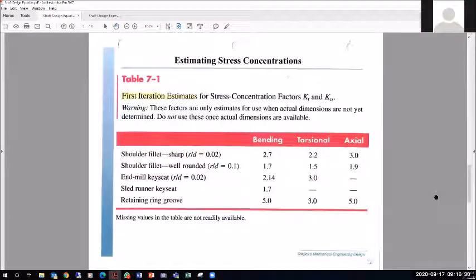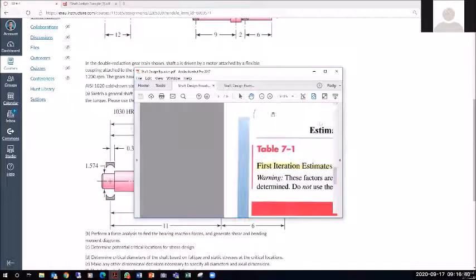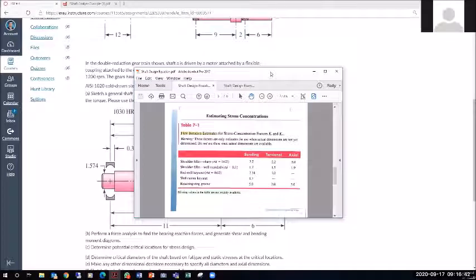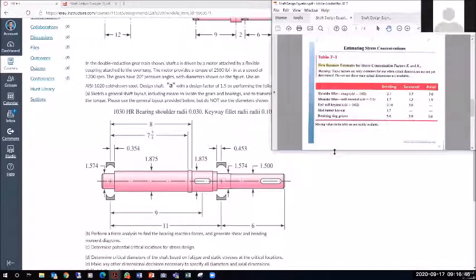So are we designing the type? Are we going to pick shoulder fillet? Are we going to pick end mill key seat? Or, because I don't think it's specified in the problem that we have to use a specific one? Correct. Okay. Thank you for mentioning that.